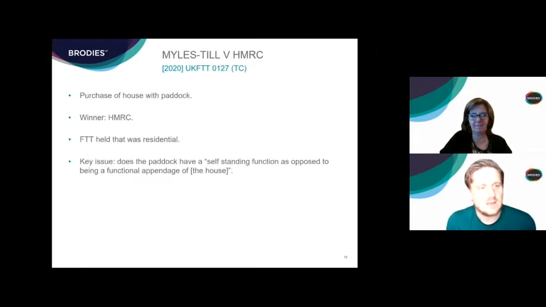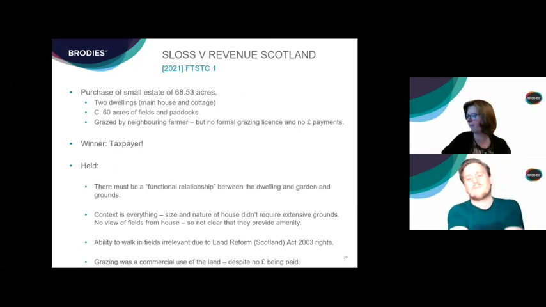Next slide. Again, Miles Till against HMRC, quite similar to Goodfellow, purchase of a house with a paddock that was used for horses. HMRC were successful in arguing that this paddock was garden and grounds, and therefore it was residential. And the reason I bring this case up is because I think one of the key themes from these cases is well articulated here. The central issue that the tribunal looked at was, does this paddock have a self-standing function as opposed to being a functional appendage of the house? That concept is really important in the next case we'll look at, which is Sloss against Revenue Scotland.